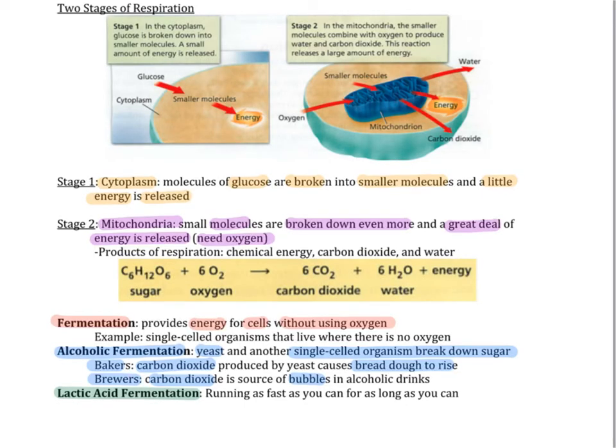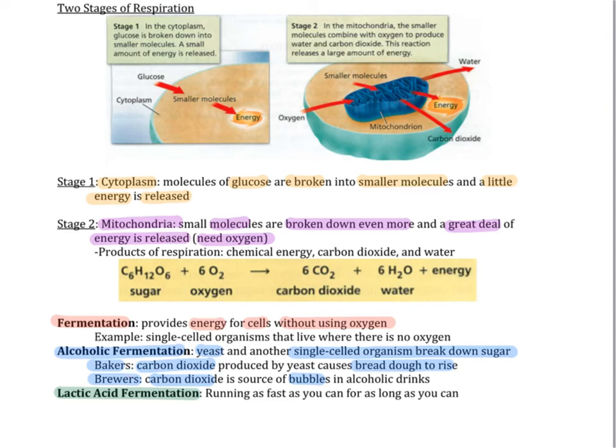So the initial process of stage 1 occurs entirely in the cytoplasm. The molecules of glucose are broken down into smaller molecules that are usable for the mitochondria, and an initial small amount of energy is released. The majority of the energy is released in stage 2, when the mitochondria break down those small molecules even more and release energy. But in order for this process to occur, oxygen must exist in the cell.